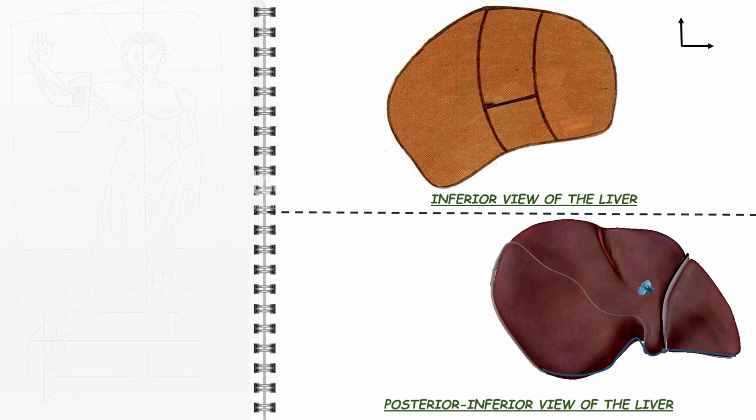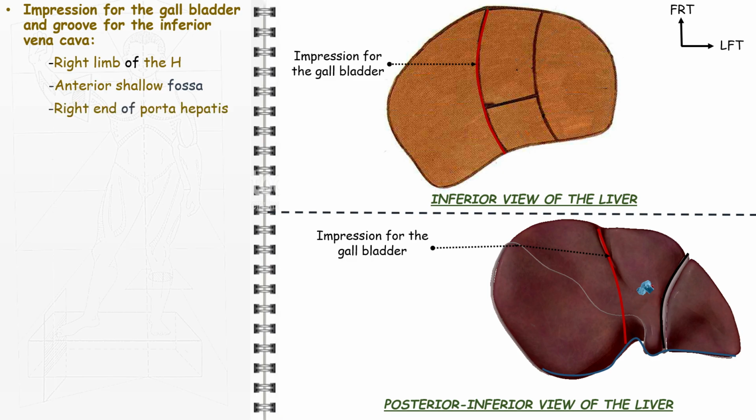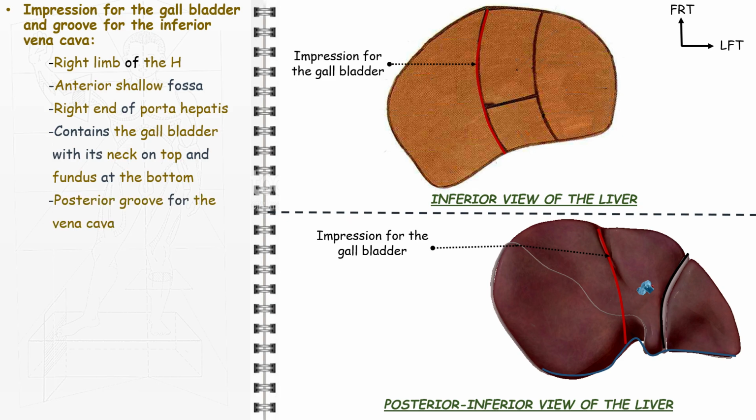The impression for the gallbladder forwards and the groove for the inferior vena cava backwards constitute the right limb of the H. The impression for the gallbladder is a shallow fossa at the right end of the porta hepatis. It contains the gallbladder with its neck on top and fundus at the bottom. The posterior groove for the vena cava is an important support of the inferior vena cava.